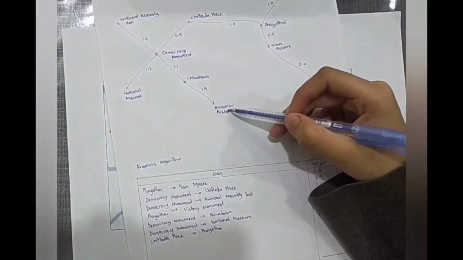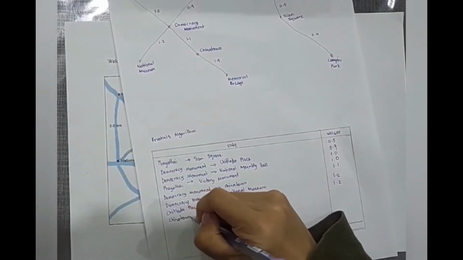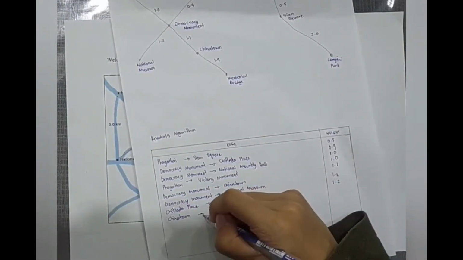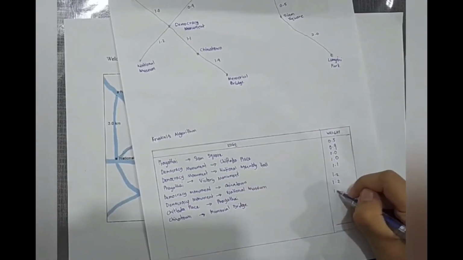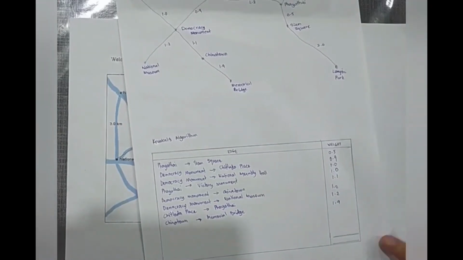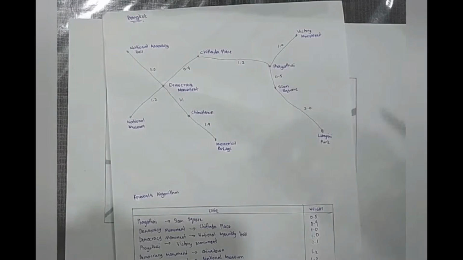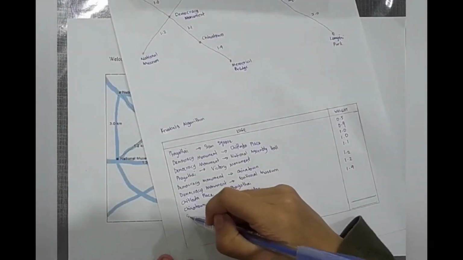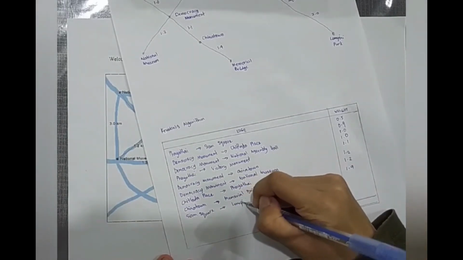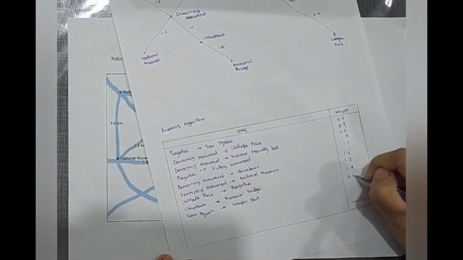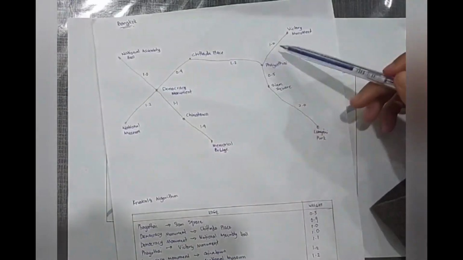1.9 Chinatown to Memorial Bridge, 1.9. And the last one, Siam Square to Lumpini Park, 2.0.